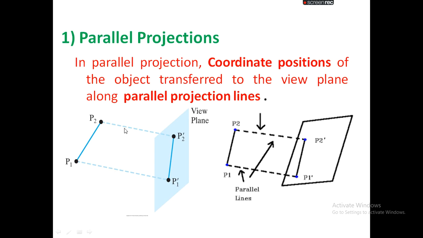Now here you can see that these projection lines are parallel to each other. When the projection lines are parallel to each other, then it is called parallel projection. So in this example also you can see that I drew parallel lines. The dashed lines are called projectors, and these two projection lines are parallel to each other. So P1 is converted to P1 dash on the projection plane. P2 is translated to P2 dash on the projection plane.